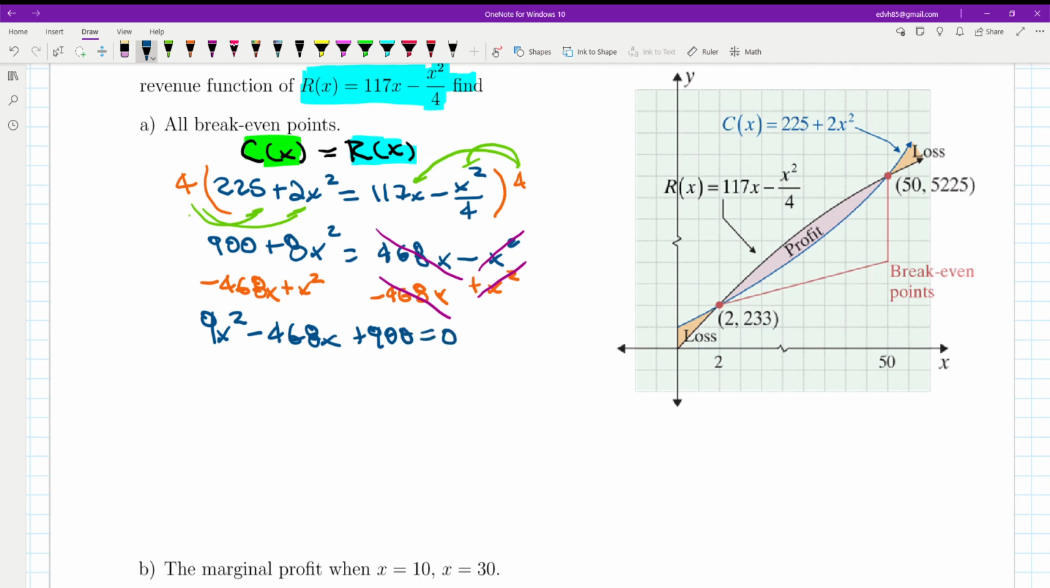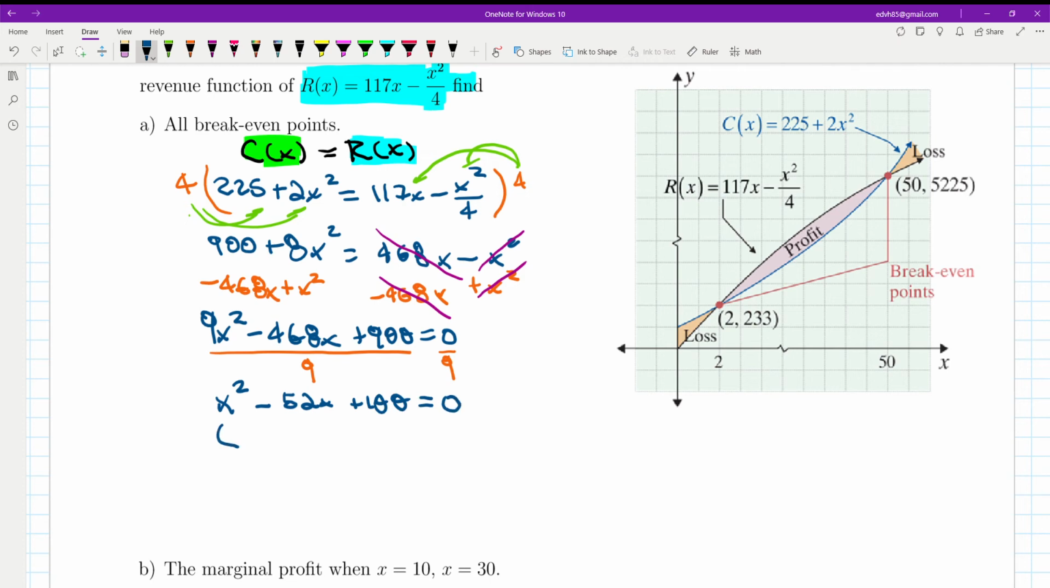So in this case, this equation looks really hard to solve because if you use the diamond method or the guess and check method to factor this polynomial, you will have to multiply 9 times 100. That's a big number. Yes, it's doable. However, instead, I would check if all numbers are divisible by the leading coefficient, which in this case is 9. And it happens that they are all divisible by 9. So we get x squared minus 52x plus 100 equals 0.